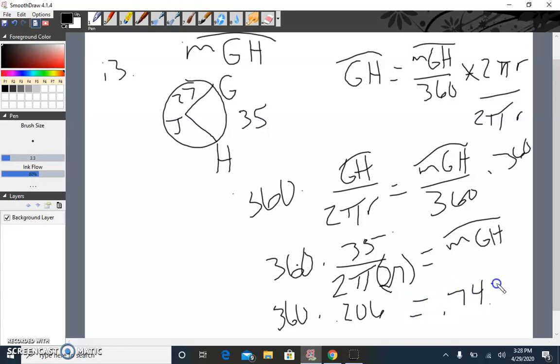Sorry, 74.3. So that is our measure of G to H. So the answer to number 13 for the angle is 74.3. You may get something similar. It may be 74.2, 74.5, but along those lines is how you work that out.